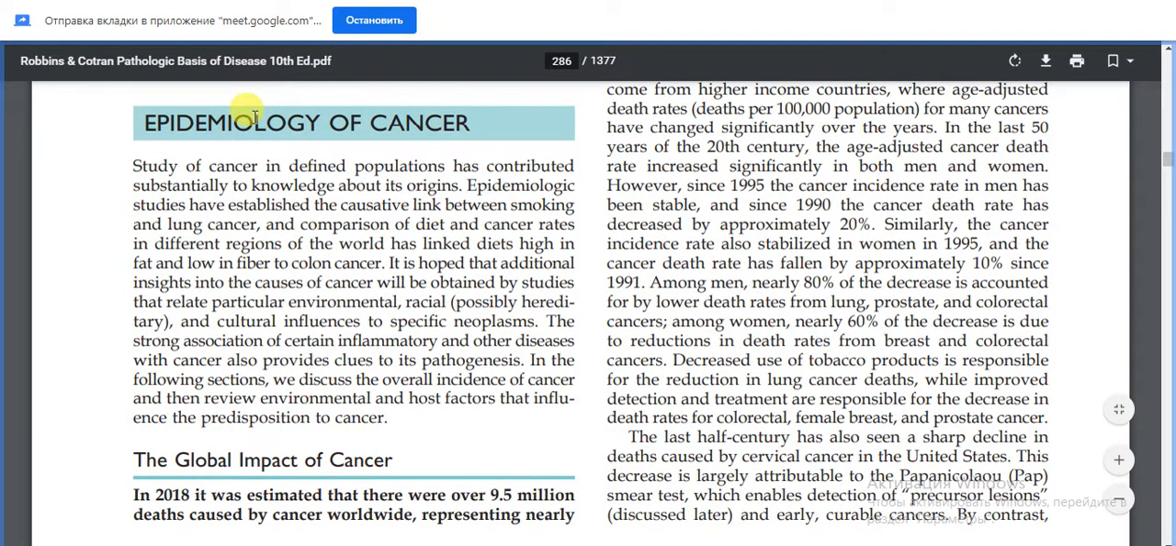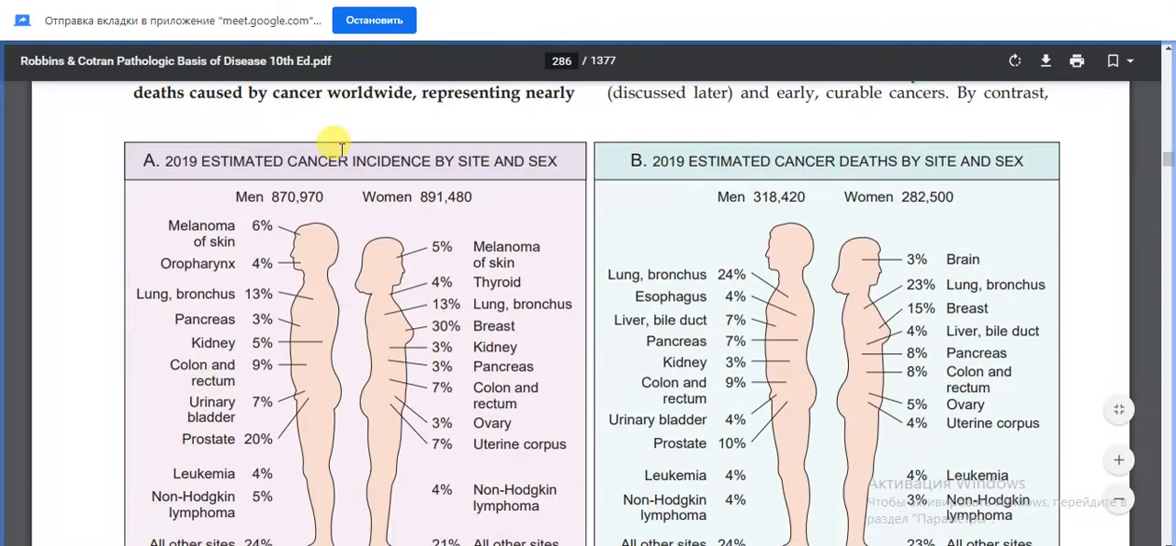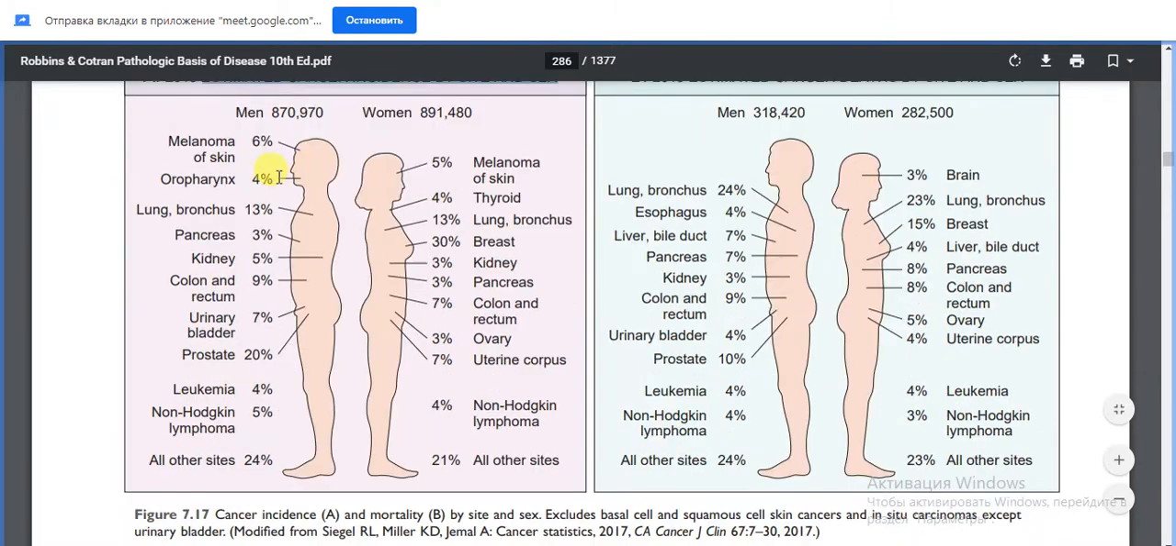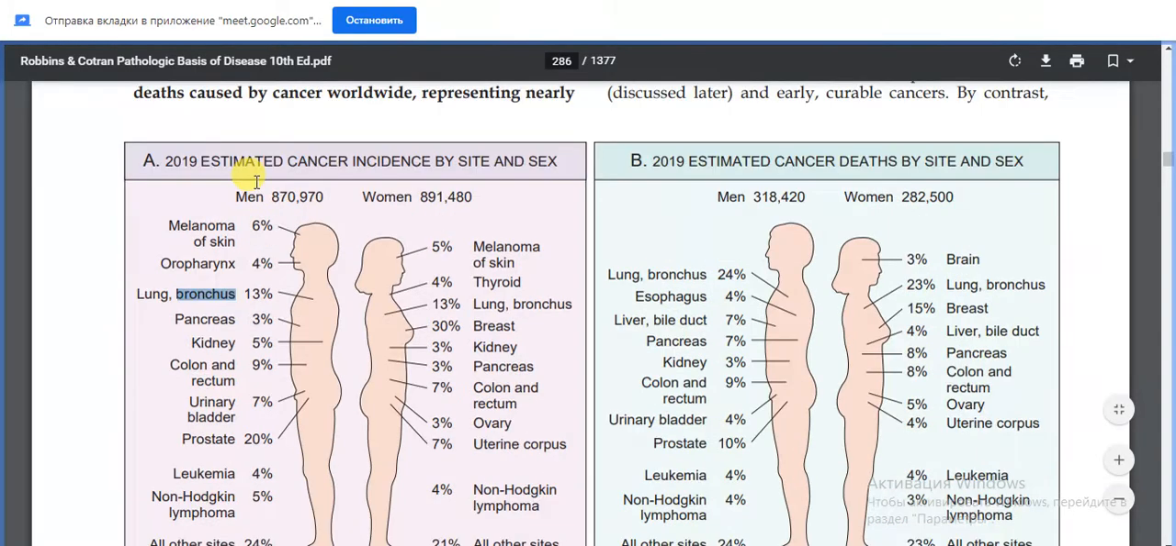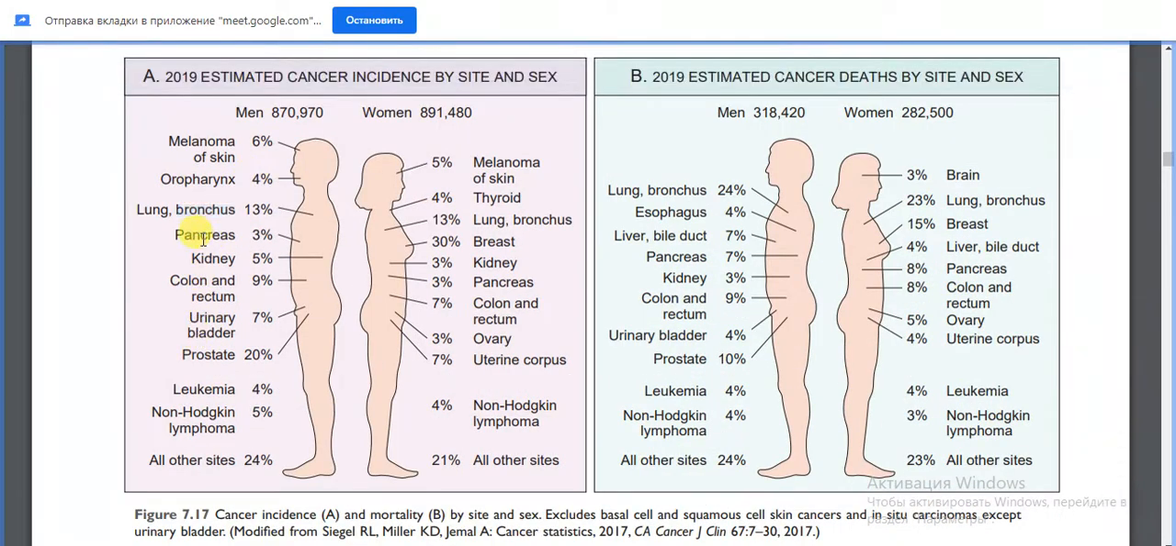Now let's talk about the epidemiology of cancer. Very shortly I will explain it to you. Here, in 2019, estimated cancer incidence by site and sex. You see melanoma of skin 6%, oropharynx 4%. Lung and bronchus tumors in males, we're discussing males only, it's 13% in the general population all over the world. Tumors of pancreas 3%, kidneys 5%, colon and rectum 9%, urinary bladder 7%, prostate 20%.